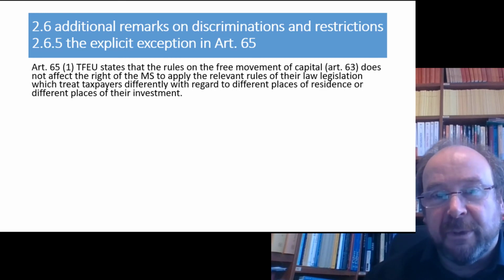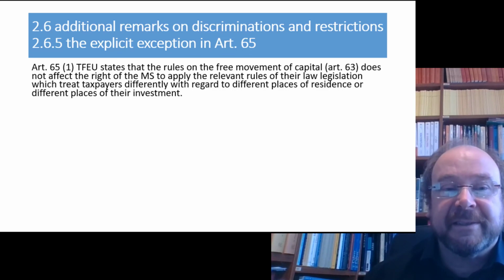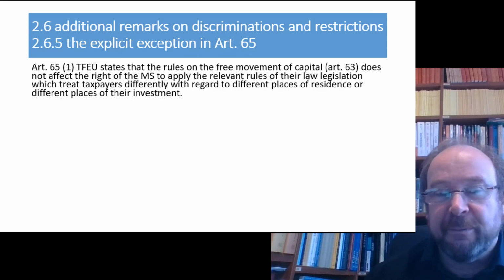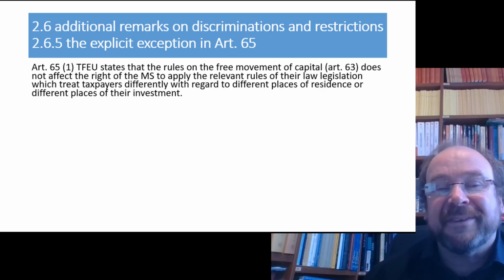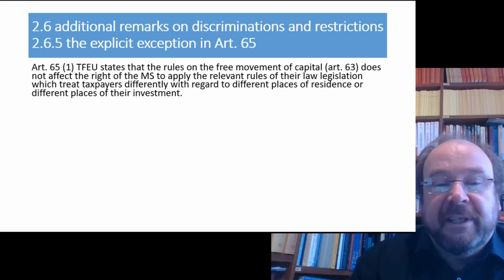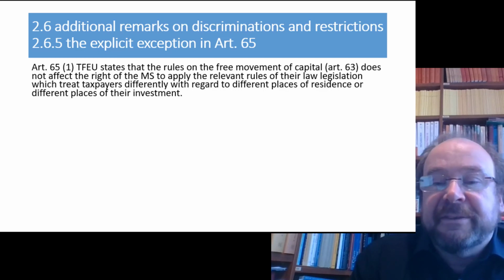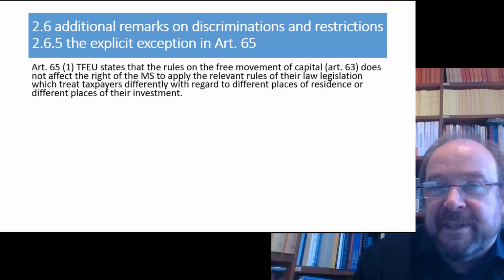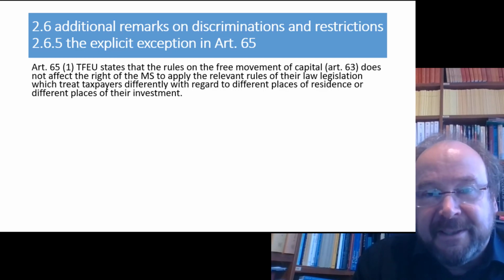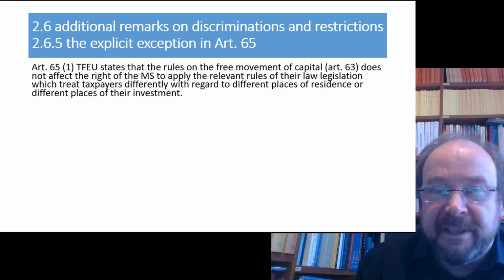The most famous one, but the most mild one, is Article 65.1 of the Treaty on the Functioning of the European Union, because that says the rules on the free movement of capital do not affect the right of the member state to distinguish on grounds of residence or on ground of the place of capital investment.